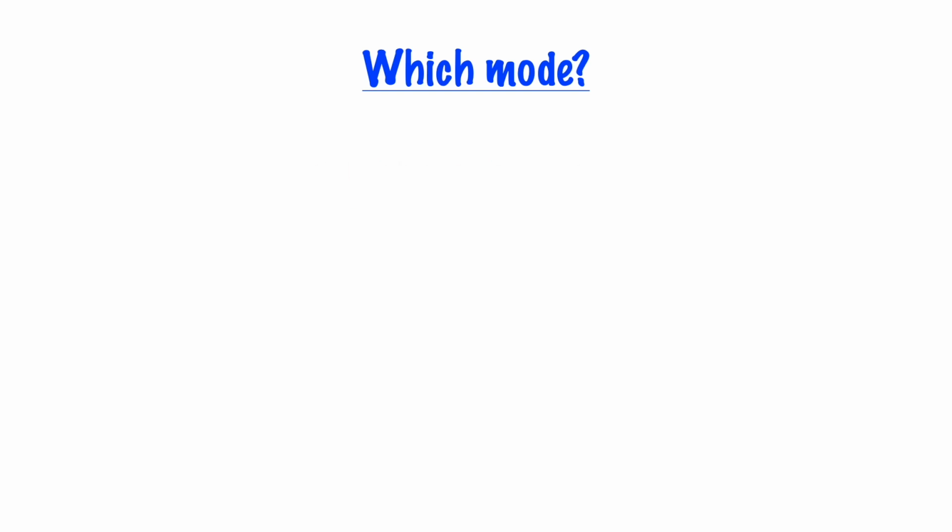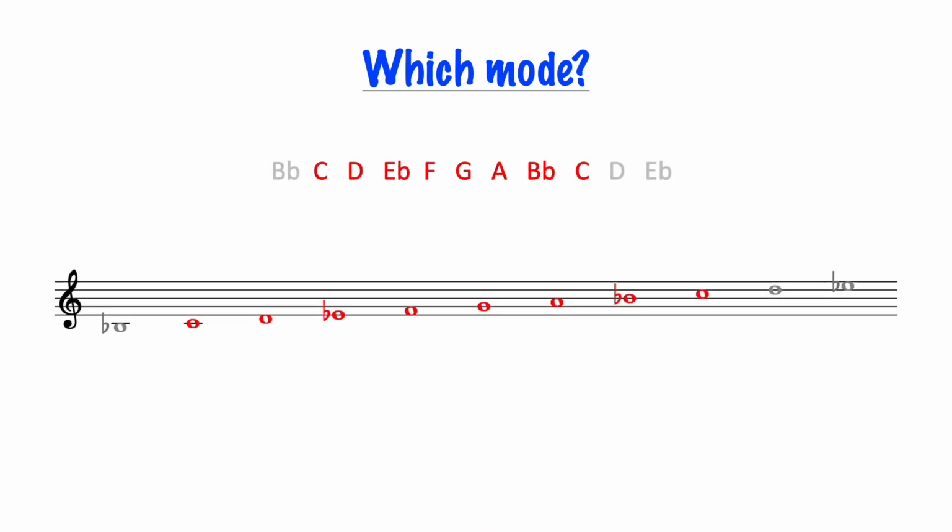How about this one? This time the numbers are not included, so let's check. The starting note is C, and there are 2 flats, E flat and B flat. This is B flat major. C is the 2nd degree in B flat major. So this is called C Dorian.